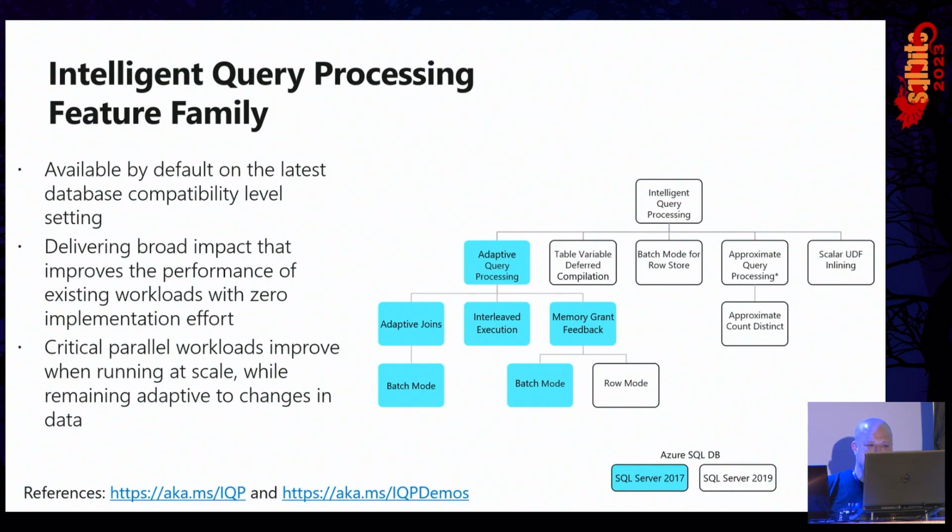Available by default on the latest compatibility level setting. Okay, so if I create a database on SQL Server 2022, it's going to be 160. Broad impact: improves the performance of existing workloads with zero implementation effort. Once you get into that compat level, you're going to get those IQP family of features. And critical parallel workloads improve running at scale while remaining adaptive to changes in the data. That is the goal of any of these improvements coming to fruition. Definitely go to IQP demos. All of your core demos are going to be there, and you can take advantage of those, and feel free to show others in your organization.